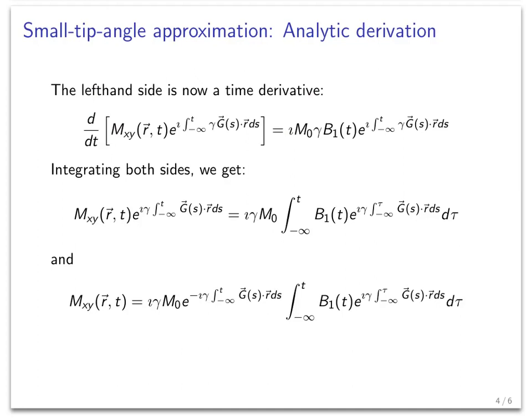And so now we're in a position where we can integrate both sides over time, and we get the following. We get that Mxy times this phase function is equal to i gamma M0 times the integral from minus infinity to t of the RF pulse times this other phase function, right, which we brought down from the right hand side there. And we can then multiply both sides by the complex conjugate of this term, right, to remove it from the left hand side and move it over to the right hand side, right?